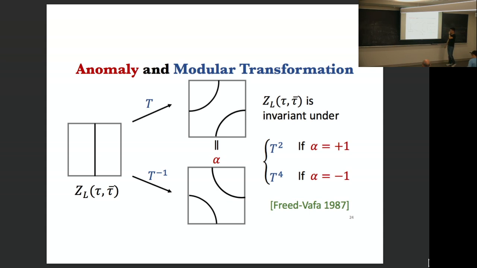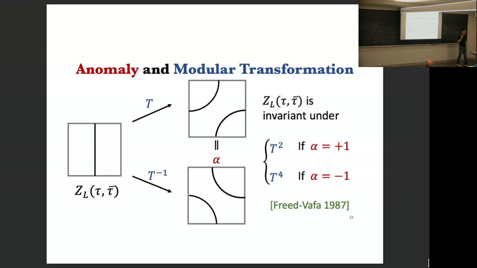So we start with the twisted sector partition function. We can apply a T transformation of SL2Z and a T inverse transformation on it, and we get these two diagrams. The two again differ exactly by a crossing relation of the Z2 topological line. So we know the two have to differ by this alpha. Therefore, we learn that Z sub L is invariant under T squared if alpha is plus one, but it gets a minus sign under T squared when alpha is minus one. So it's only invariant under T to the four.